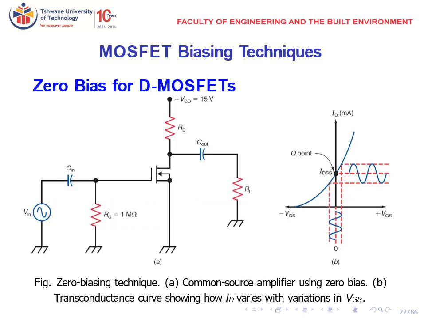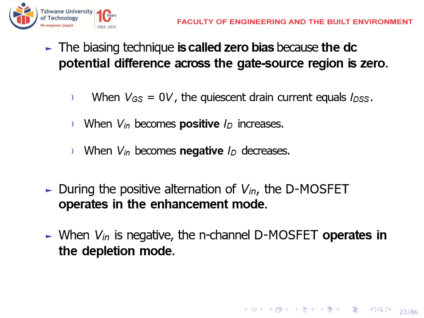MOSFET biasing techniques. We have zero biasing of the D-MOSFET. The circuit in A shows us a common source amplifier using zero biasing, and then B shows us the transconductance curve showing how ID varies with a variation of VGS. The biasing technique is called zero bias because the DC potential difference across the gate source region is 0. When VGS is equal to 0, the quiescent drain current equals IDSS.